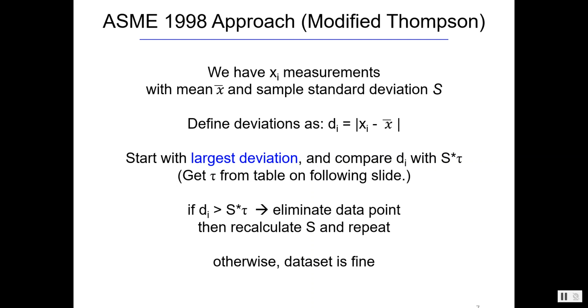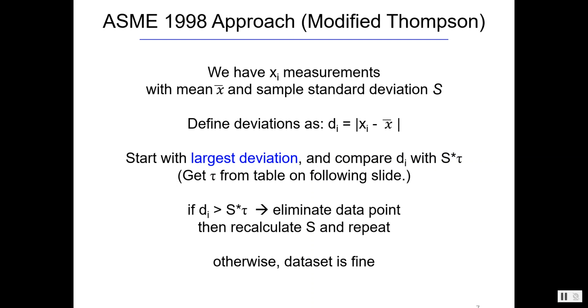What we want to do after that is start with the largest deviation, so whichever data point is furthest from the mean. And we want to compare that with the product of the standard deviation and tau. Tau is what we get from a table. It's on the following slide. We're going to get to that in a minute. But we want to compare our deviations to the sample standard deviation times that tau. And if that largest deviation is greater than that, then we eliminate that data point. And then, like we said back in the rules, we want to recalculate the standard deviation and the mean, and we want to repeat. If there are no deviations that are greater than the sample standard deviation times tau, the data set is fine.